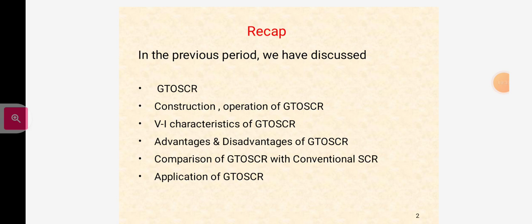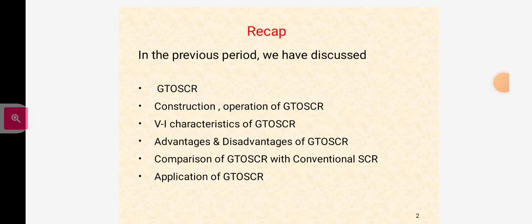Large GTOs further have an interdigitated gate cathode structure in which the cathode emitter consists of many parallel connected N-type fingers diffused into the P-type gate region. This type of structure provides a simultaneous turn on or turn off of the whole active area of the chip.